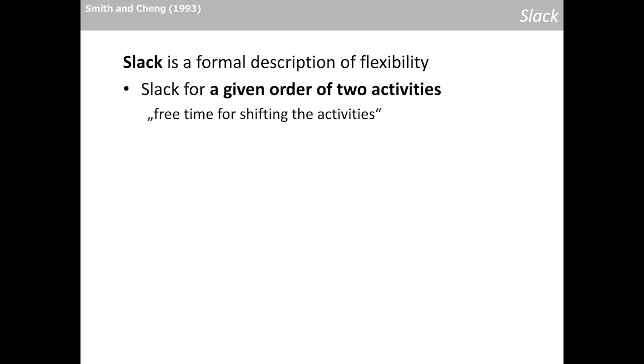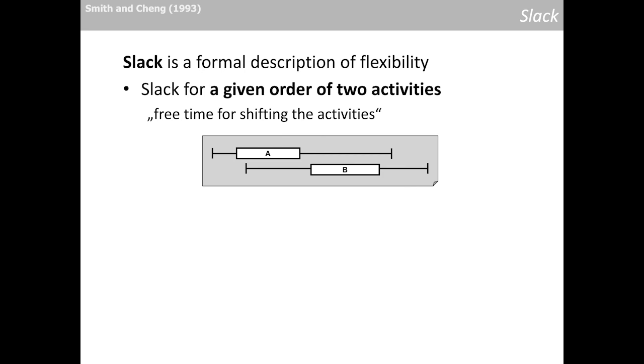So let's assume that we have two activities and we know that one activity is processed before the other activity. Slack is basically the free time we have to move these activities in time. So let me show an example. We have these two activities A and B with these time windows, and we may assume that A is before B. So the slack is the free time to shift any of these activities. So it's the time between these two activities.